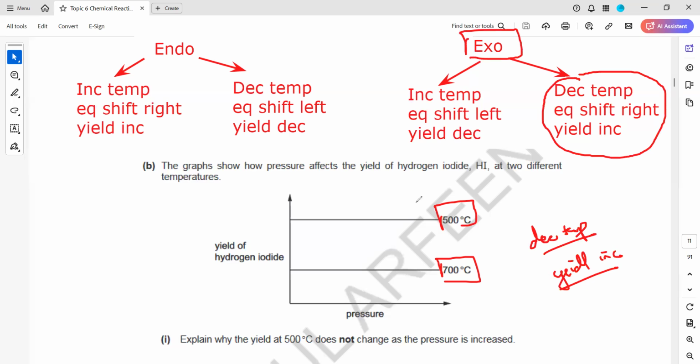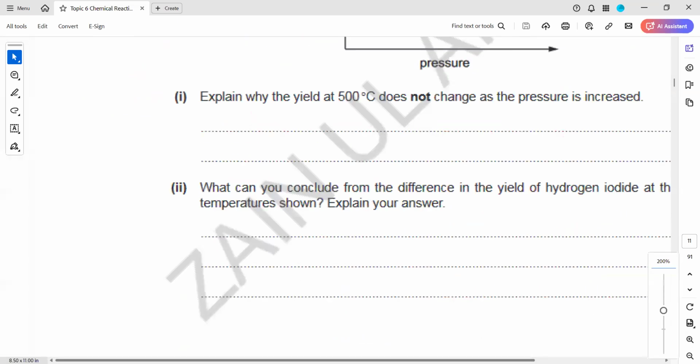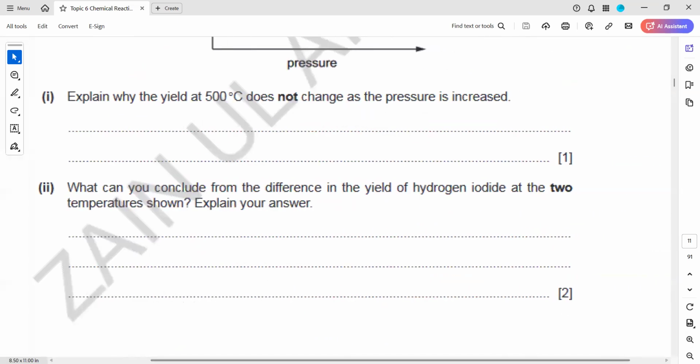So from this information, yield means amount of product. So when we decrease the temperature, the yield or the amount of product is increasing. So this gives an idea that this reaction is exothermic. So here, the forward reaction is exothermic.